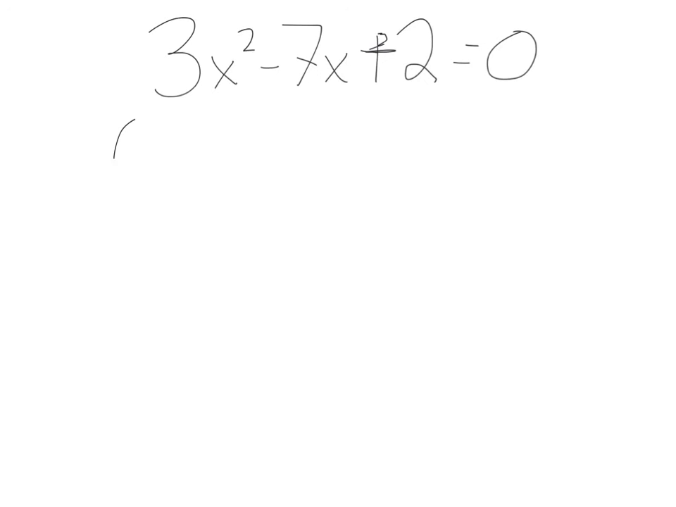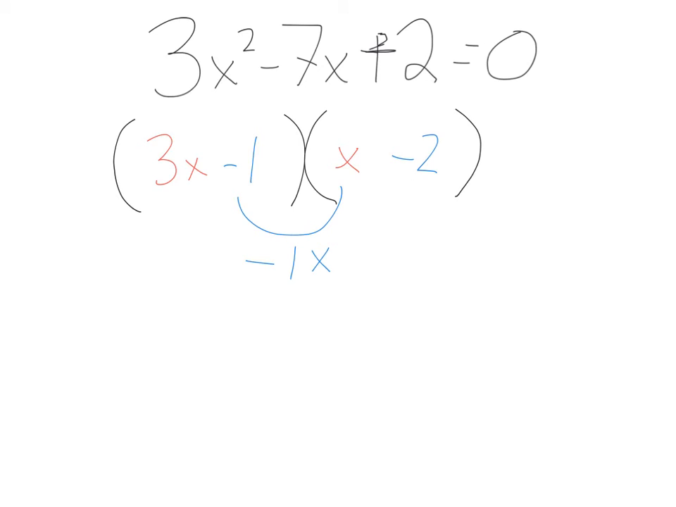I know my two brackets here are going to be 3x and x. And let's try my numbers in here. I'm just going to try minus 1 and minus 2 there. Let's try my smiley face. Minus 1 times x is minus 1x. 3x times minus 2 is minus 6x. Yeah, they actually give me minus 7x, so I'm done already.